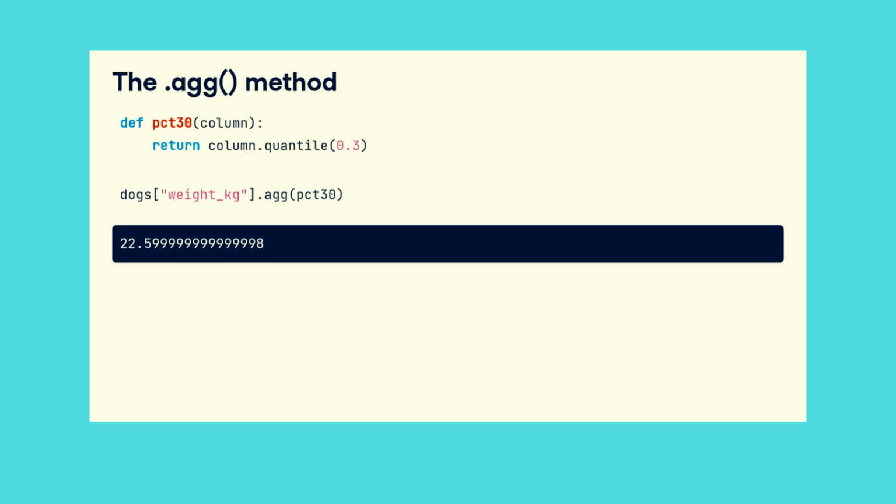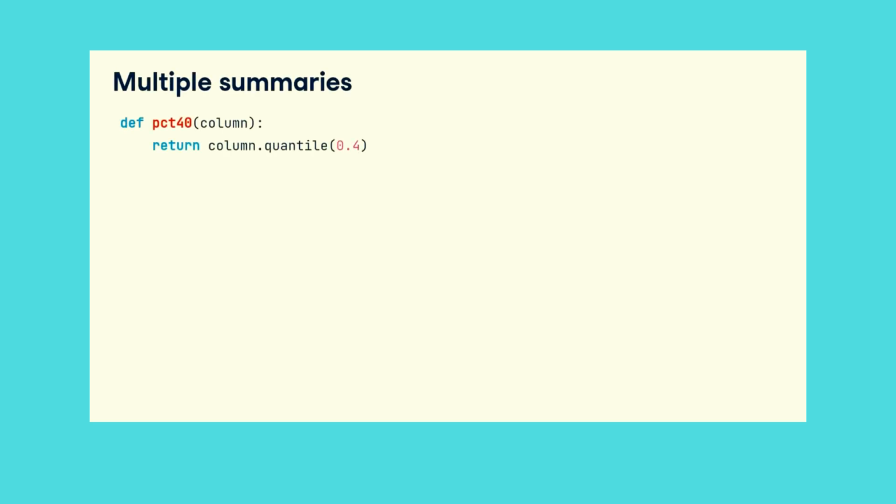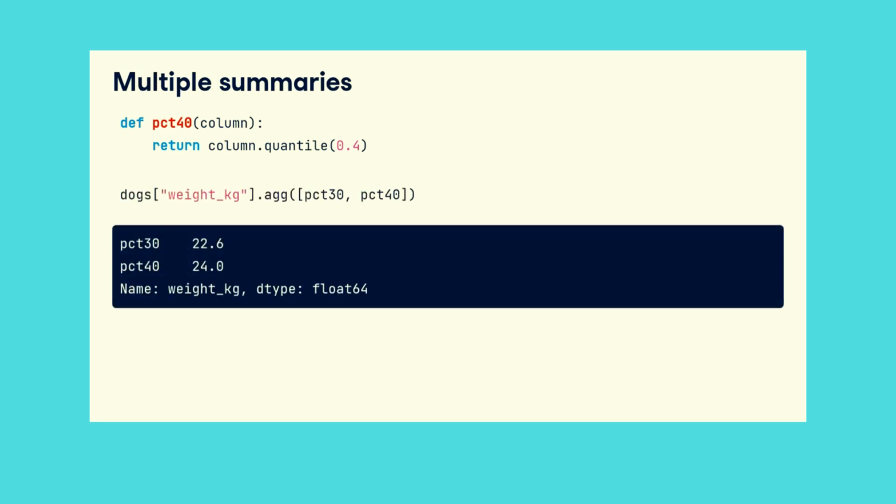agg can also be used on more than one column. By selecting the weight and height columns before calling .agg, we get the 30th percentile for both columns. We can also use .agg to get multiple summary statistics at once. Here's another function that computes the 40th percentile, called pct40. We can pass a list of functions into .agg, in this case, pct30 and pct40, which will return the 30th and 40th percentiles of the dogs' weights.